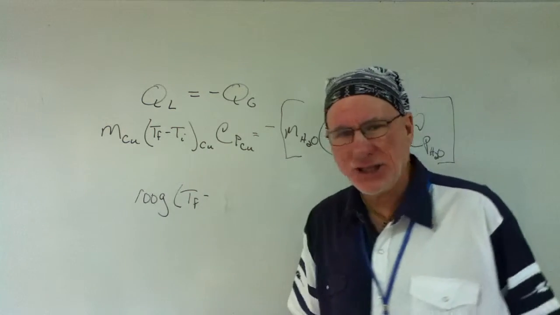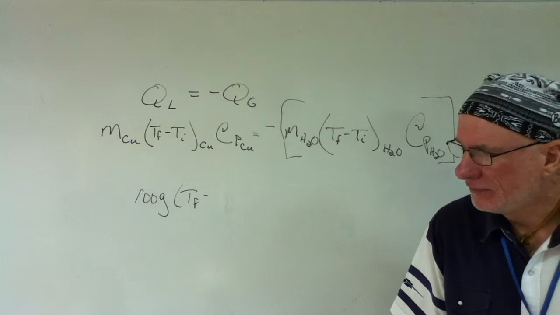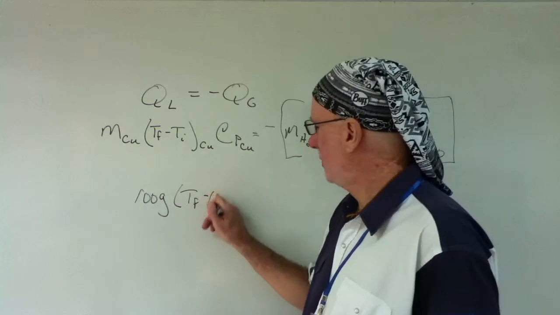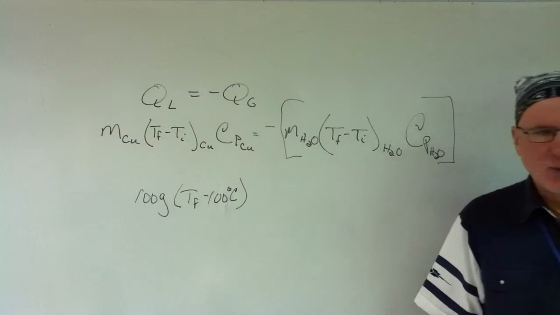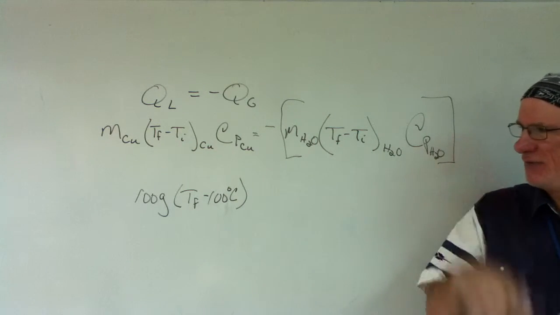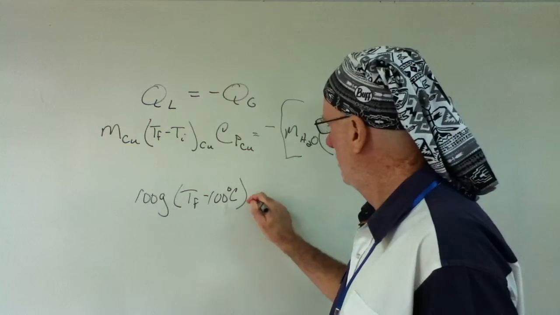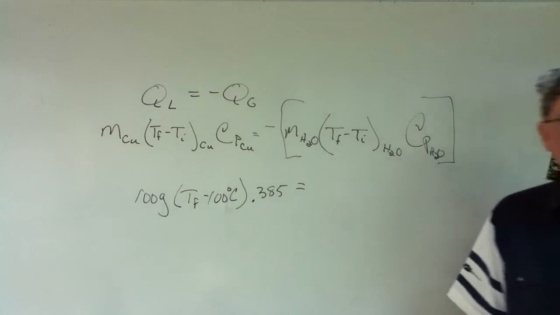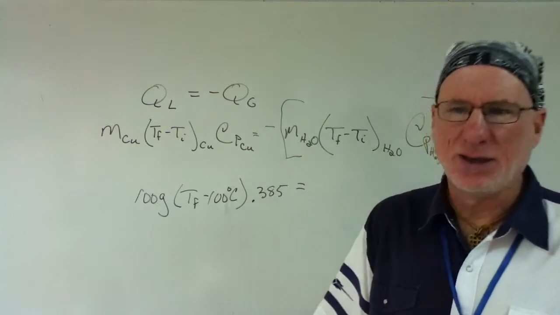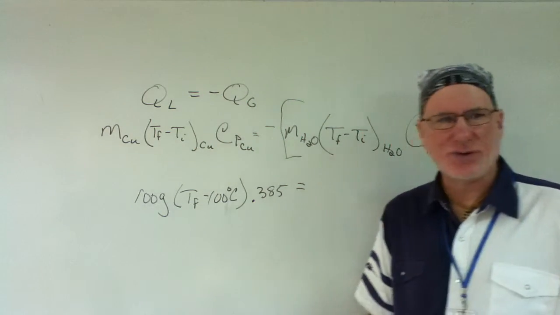All right. So what's the initial temperature of the copper? 100 degrees Celsius. I like that. And then what's the specific heat capacity? Let's leave off the unit labels and all. That's annoying. Isn't it 0.385? Now remember, when you're doing the IB, you can give them whatever they want, go crazy. But let's just get through this, okay?